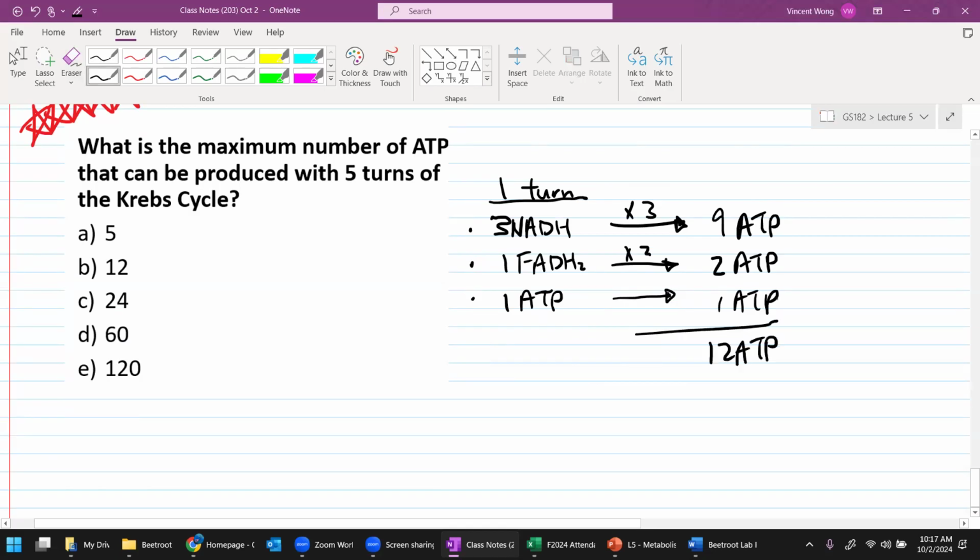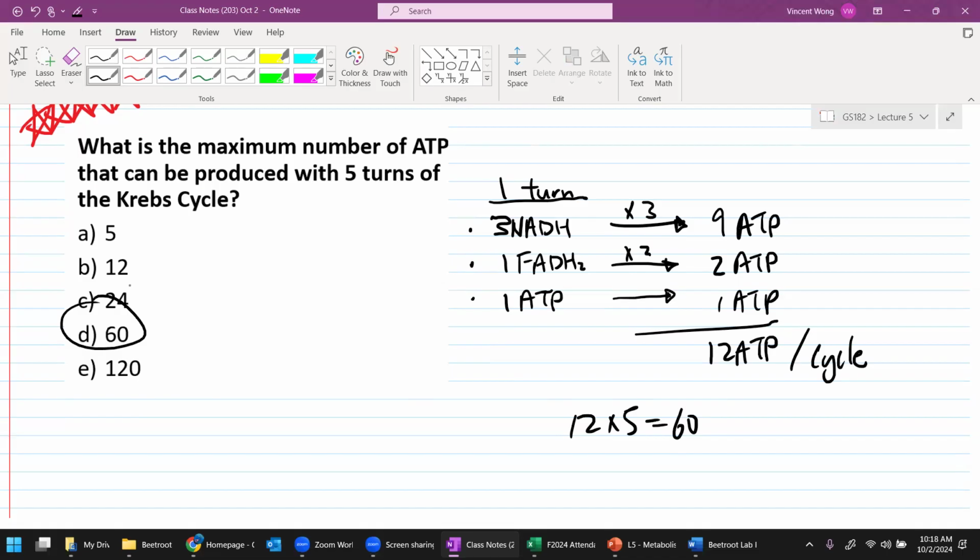That means for each turn, you will produce 12 ATP. Which means how many are you going to produce in 5 turns? 12 times 5, which is 60. This is per cycle. So 12 times 5 equals 60. Do you understand? Very important that you do. And don't just memorize it, because I might ask you some other number.